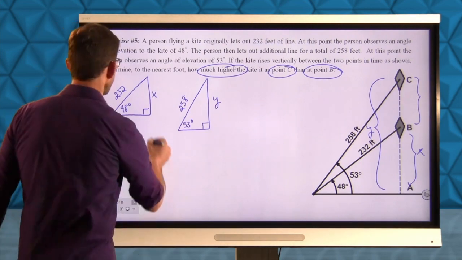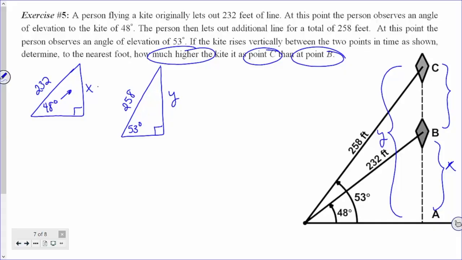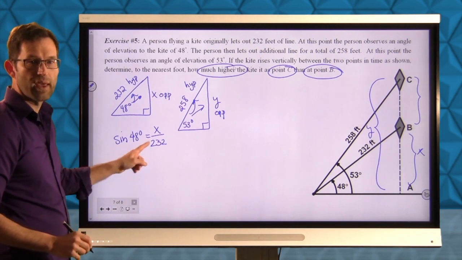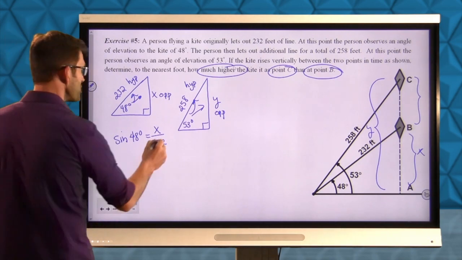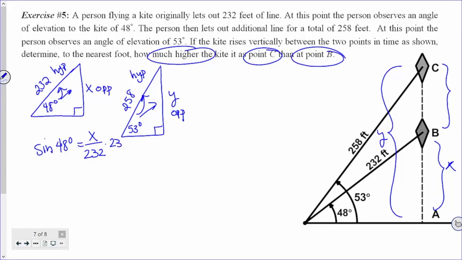So here we go. Let's do it. What trig ratio do we need? We've got the opposite side. We've got the hypotenuse. And so we're looking at sine. And we're looking at sine for both of them. Opposite here, hypotenuse here. So I'll say the sine of 48 degrees is equal to x divided by 232. All right, simple enough again, because we've got the hypotenuse. All we have to do is multiply both sides by 232.